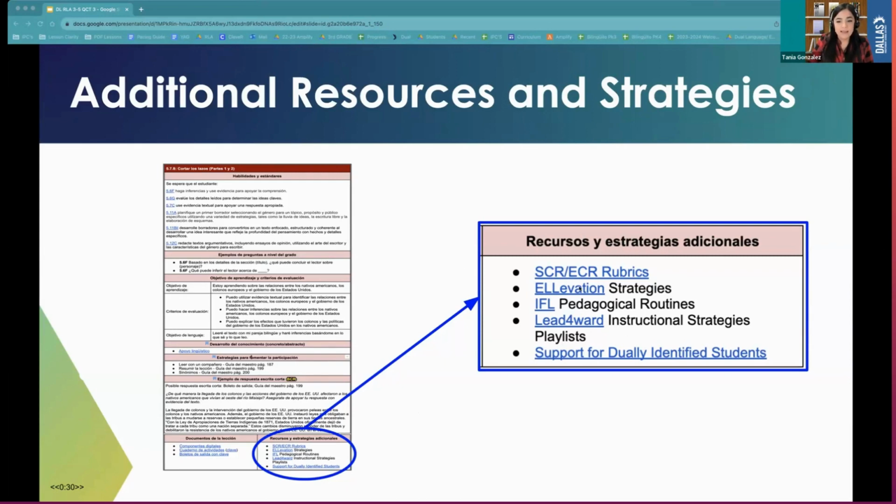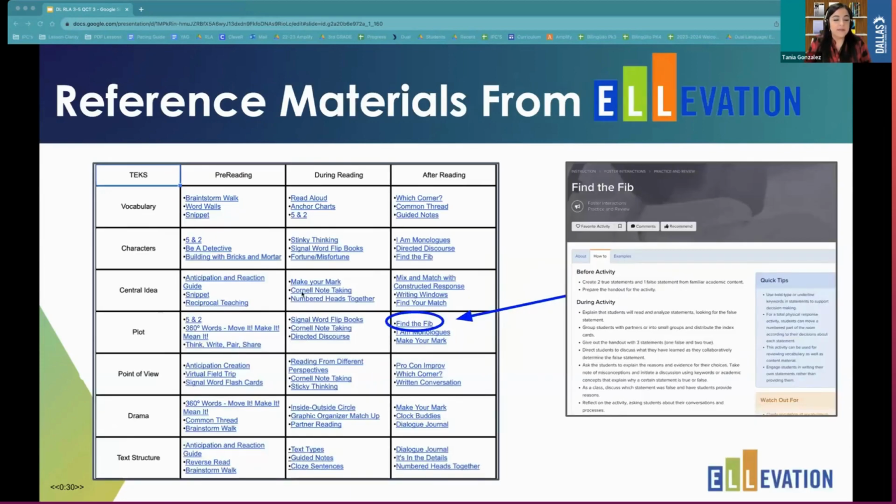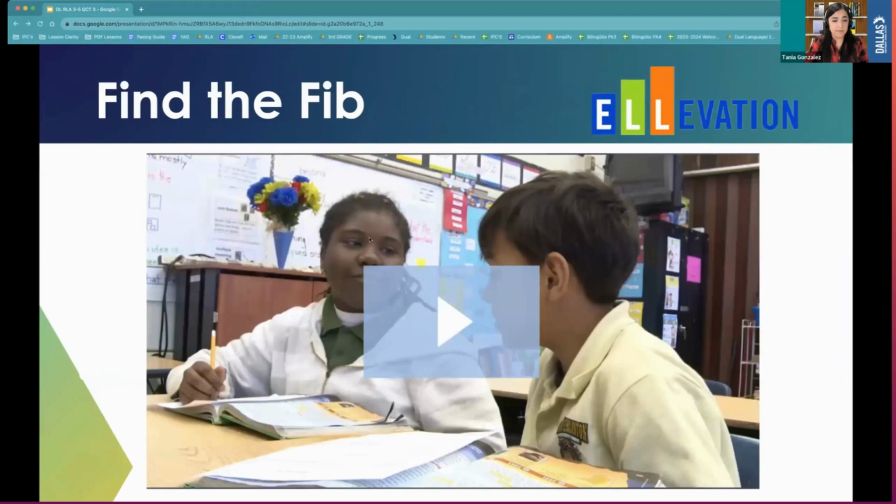If you click on the Elevation strategies link, it takes you to the document that has all the activities, like for example the one that I'm showing. Here you'll find all the activities, and today we will focus on Find the Fib. You can use this activity while you're doing the read aloud, or students can use it independently while they read a text, and then they can share their answers with the whole class. We will practice today, but first we will watch a video of how to implement it.